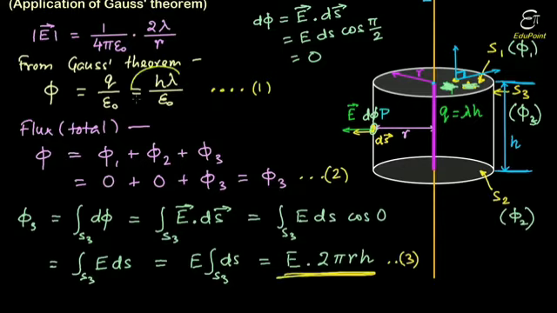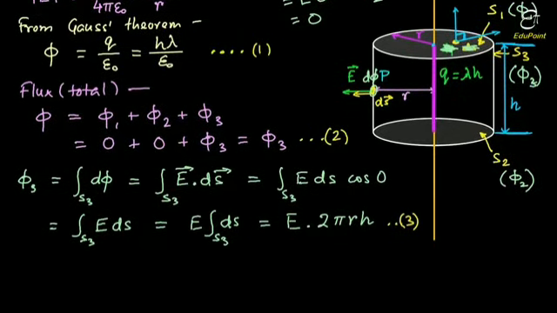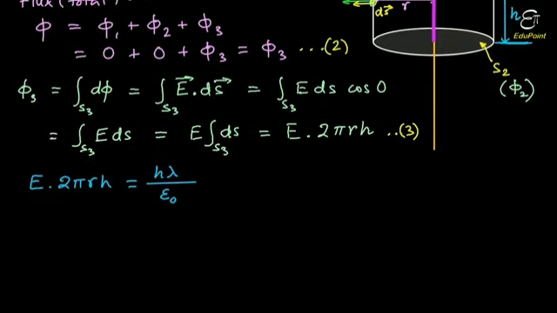By Gauss law, phi is equal to q by epsilon naught, which is equal to h lambda by epsilon naught. Total flux phi is equal to phi 1 plus phi 2 plus phi 3. So we substitute the values here: phi 1 is 0, phi 2 is 0, so phi is equal to phi 3. So phi 3 is equal to the integral over S3 of E dot dS, which is E dS cos theta.